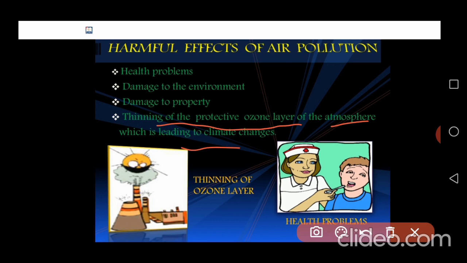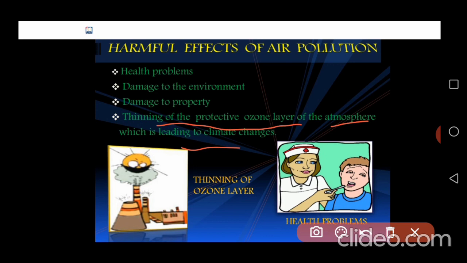Similarly, the UV rays in the stratosphere break the CFCs into chlorine atoms. How does depletion of ozone take place? The UV radiation is prevented by the ozone layer. Because of that, industries release what? Chlorofluorocarbon. The UV radiation in the stratosphere breaks the CFC.